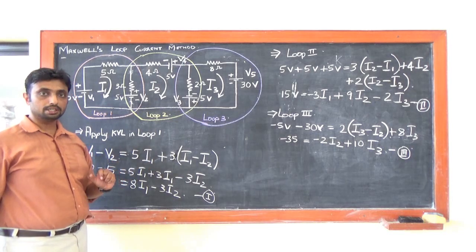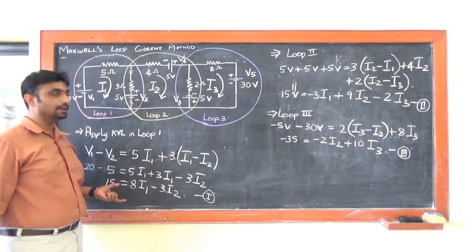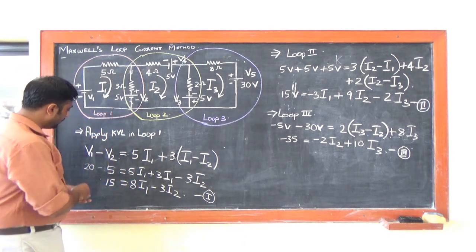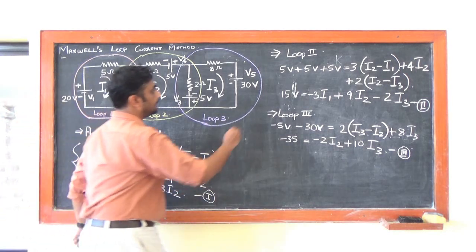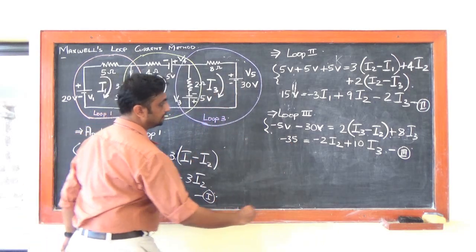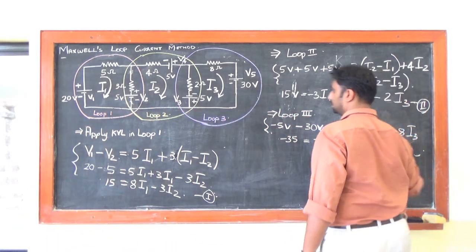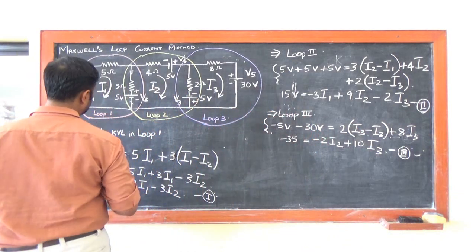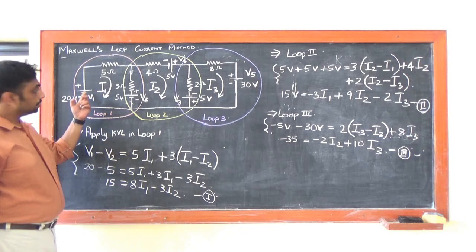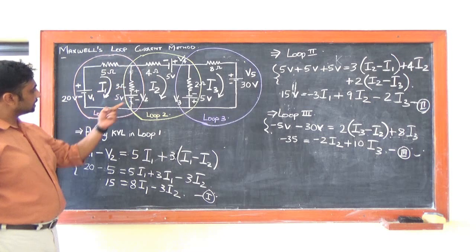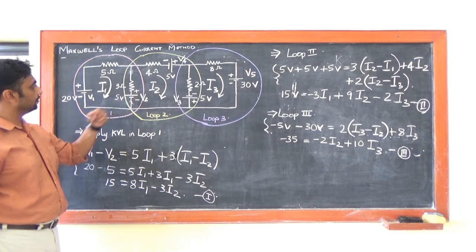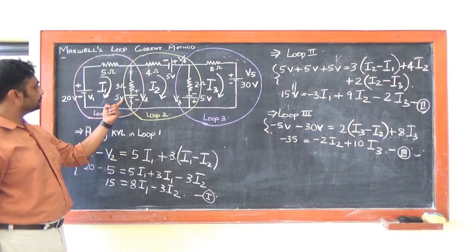But there is another shorter cut method where you can just write these equations and come to it. Now, instead of going for these 2 steps, we can avoid these 2 steps and come to equation 1, equation 2 and equation 3 directly using a simple method. This method, as I told you, is based on the same logic. First of all, in loop 1, how many voltage sources are there? V1 and V2. V1 is 20, V2 is 5.